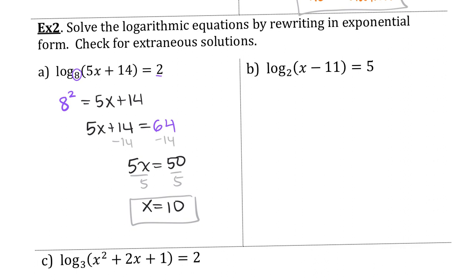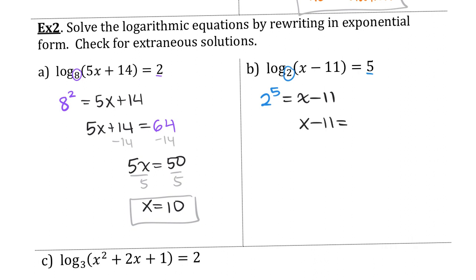Okay, let's look at b. It says the log base 2 of x minus 11 equals 5. Okay, there's no log over here, so I can't use the equality. So I'm going to have to rewrite this in exponential form. So what's the base? The base is 2. 2 to the 5th equals x minus 11.